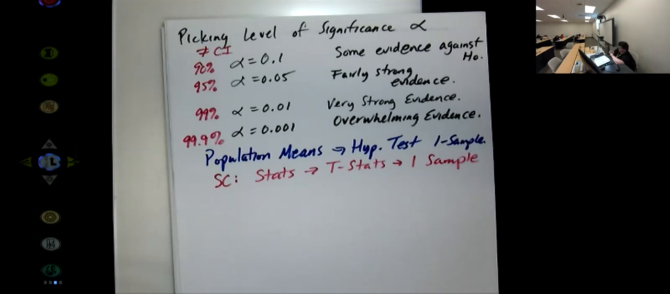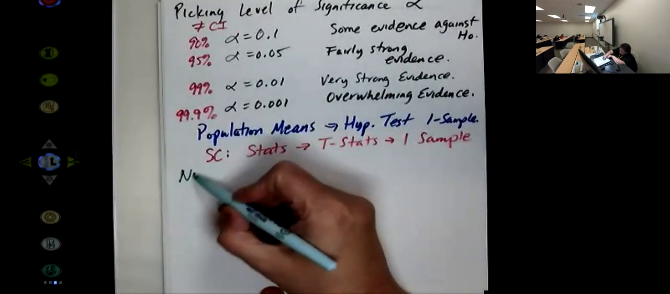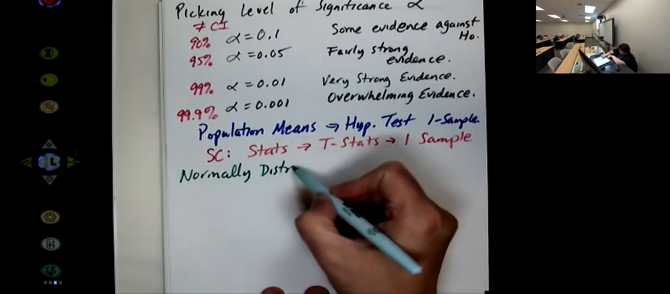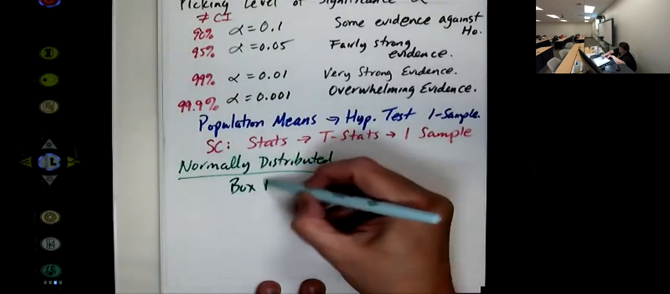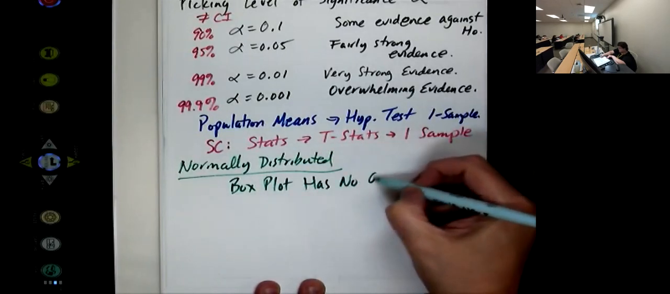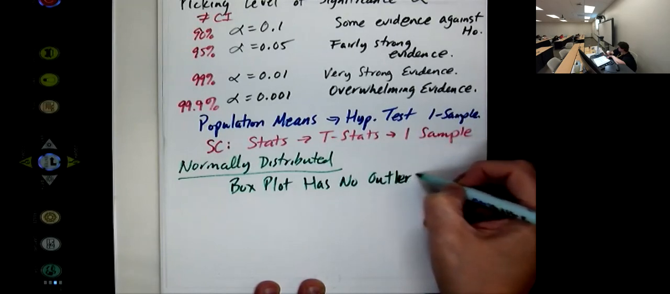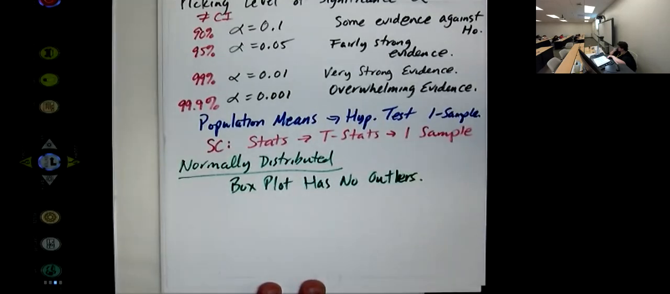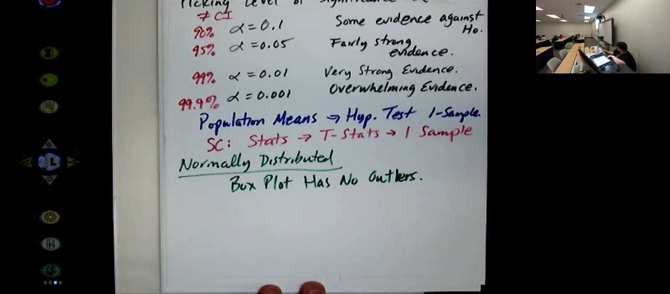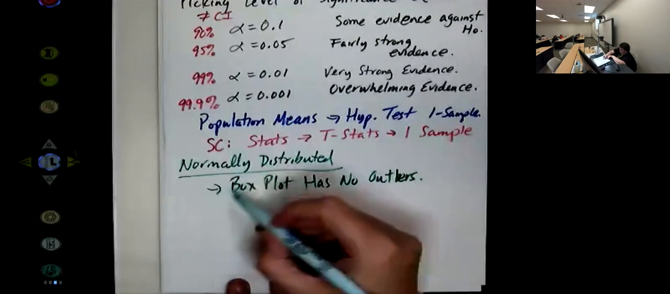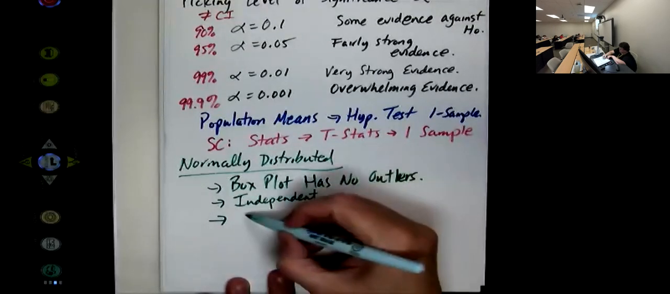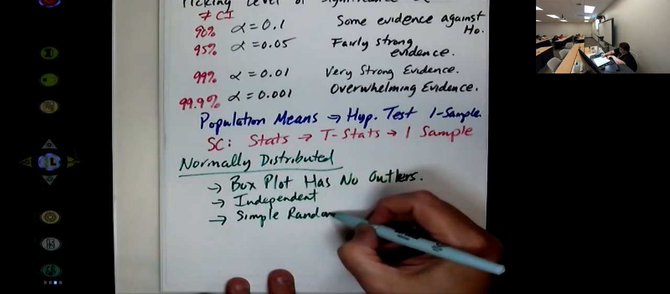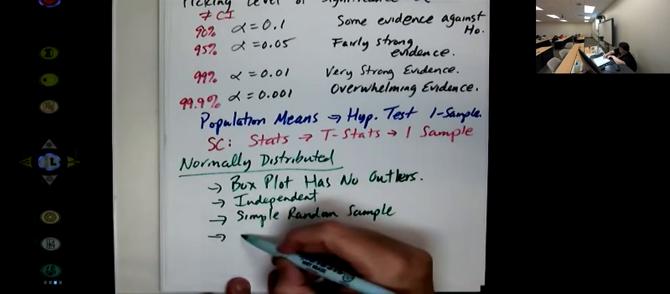Like we talked about previously for the proportion, this should be normally distributed. If they don't say it, what you've got to check is to make sure a box plot has no outliers. The stuff in the sample should be independent. It should be a simple random sample. And we want n to be greater than or equal to 30.